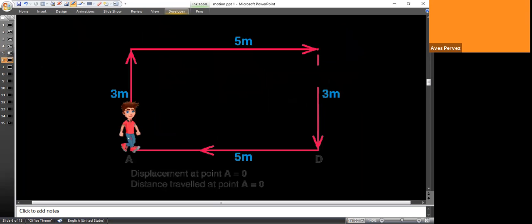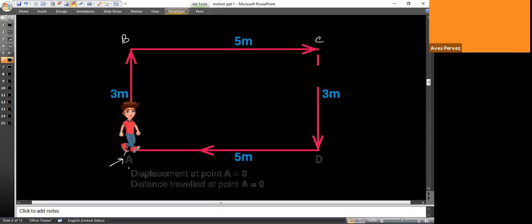So if a person starts traveling from position A and then reaches position B, then from B he reaches position C, and then from C he reaches position D. Then he comes back to position A. If I'm asking, what is his net distance covered? Let me know, beta.